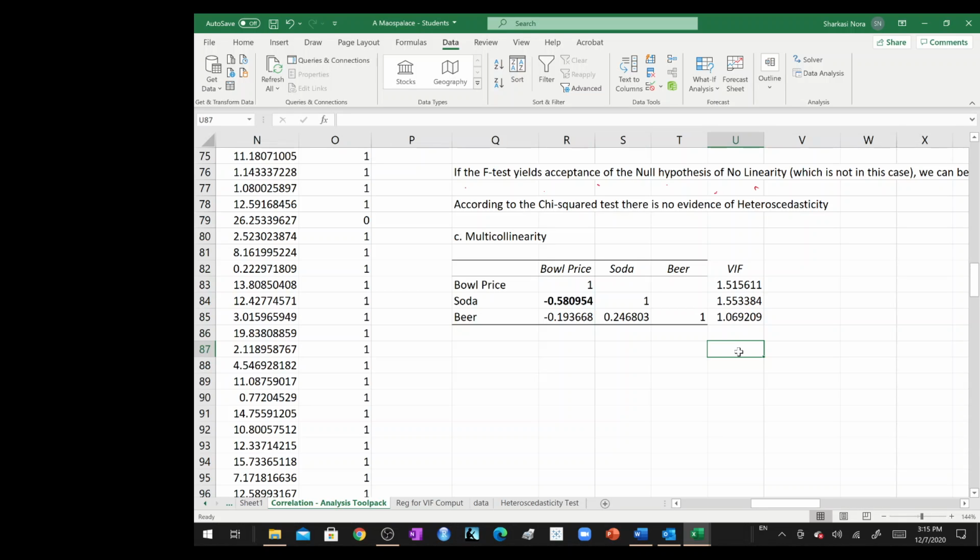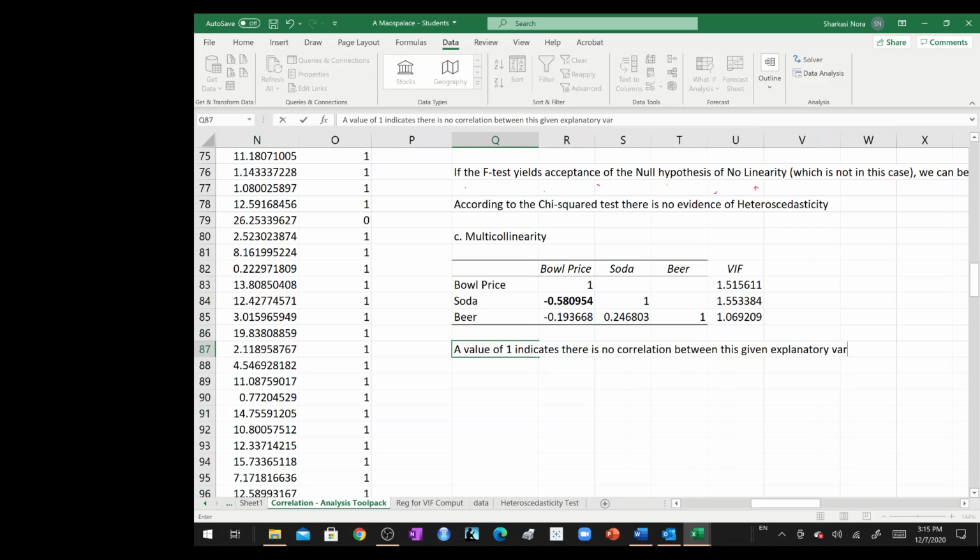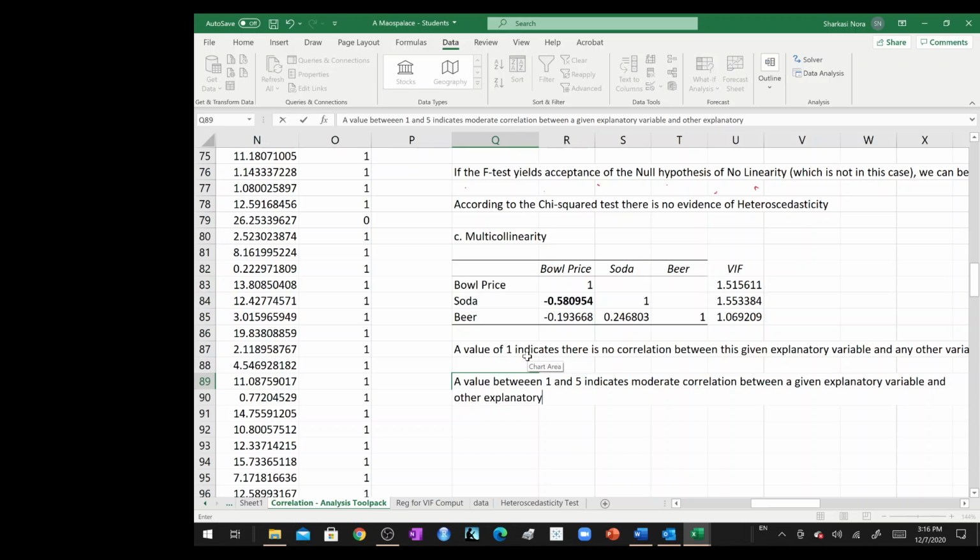A value of 1 indicates there is no correlation between this given explanatory variable and any other variables in the model. Okay? Now, what happens with a value between 1 and 5? Values between 1 and 5 indicate moderate correlations. It's moderate correlation between a given explanatory or predictor variable and other explanatory variables in the model. But what do we do then?